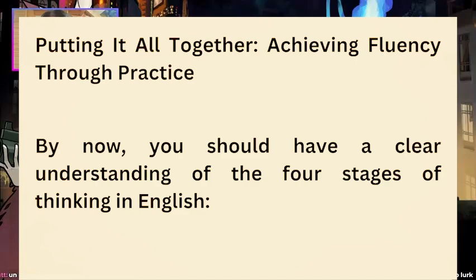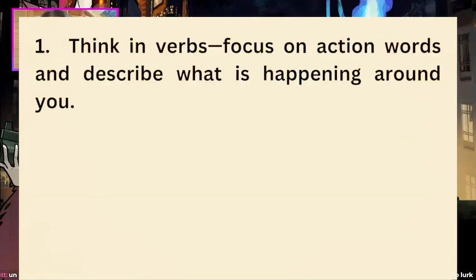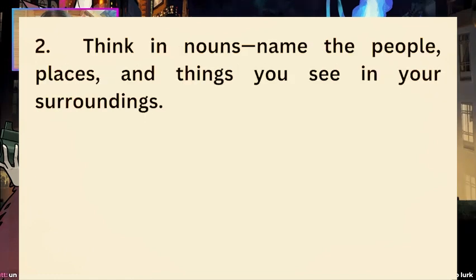Putting it all together. Achieving fluency through practice. By now, you should have a clear understanding of the 4 stages of thinking in English. 1. Think in verbs. Focus on action words and describe what is happening around you. 2. Think in nouns. Name the people, places, and things you see in your surroundings.